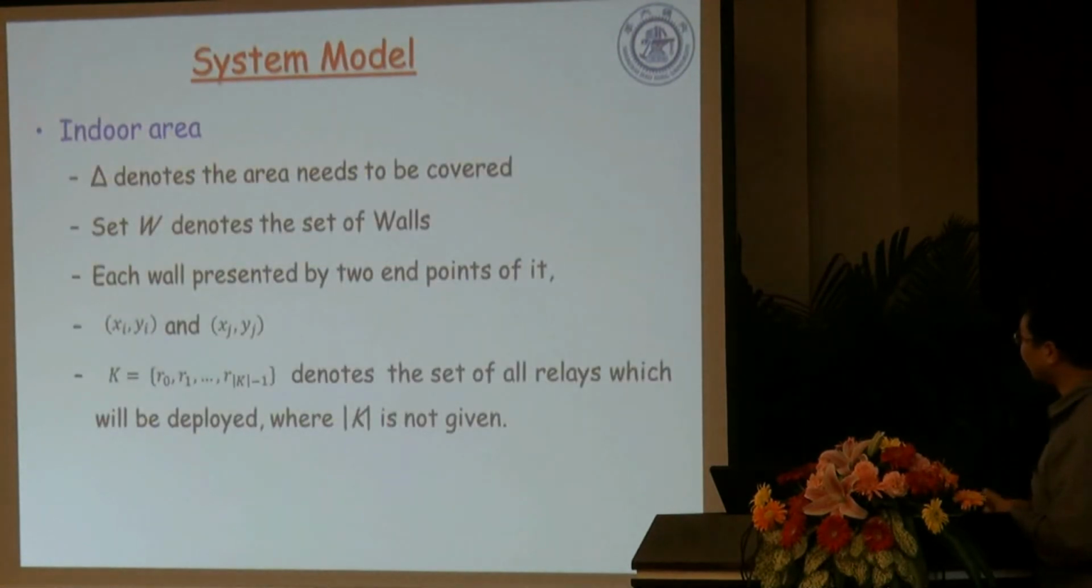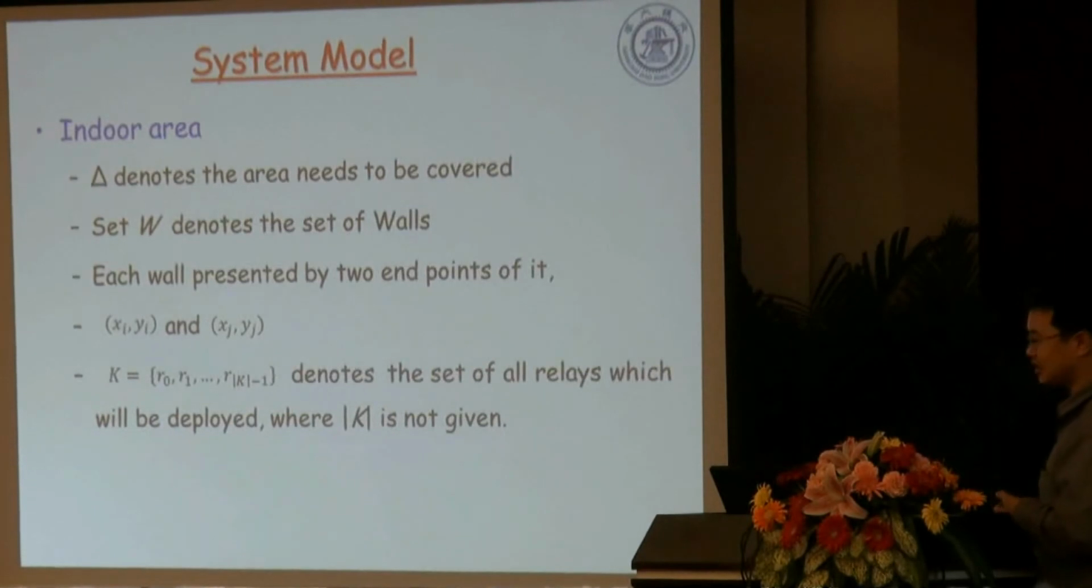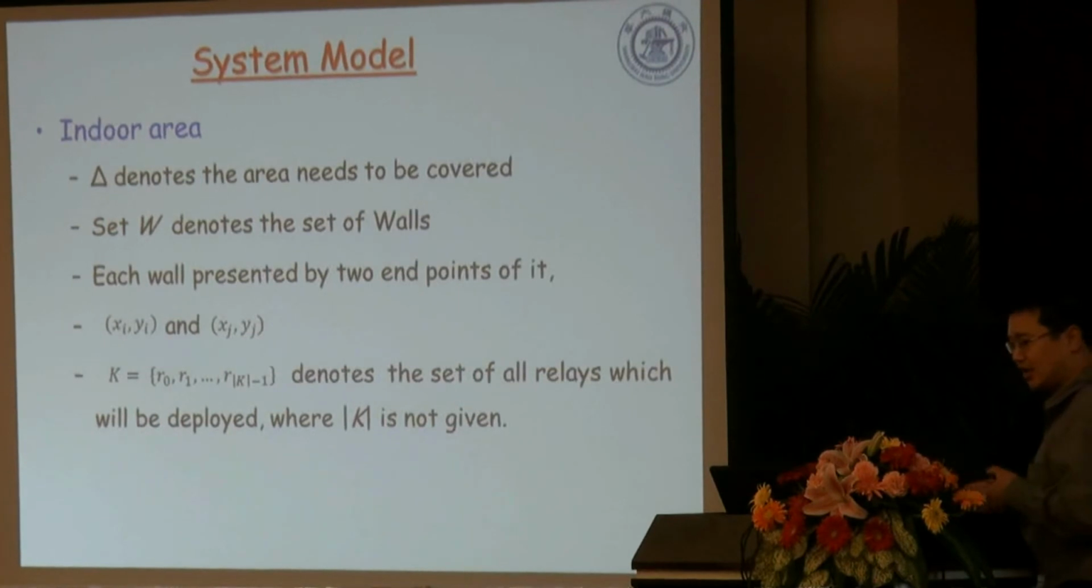So we have this system model. We consider a given region, which is two-dimensional. We use the set W to denote the set of all walls in the environment, and each wall is represented by the two locations of its end points. The set of relays we are going to deploy is denoted by K.